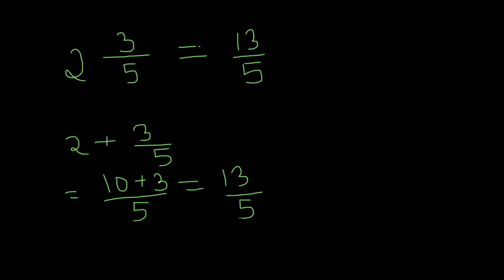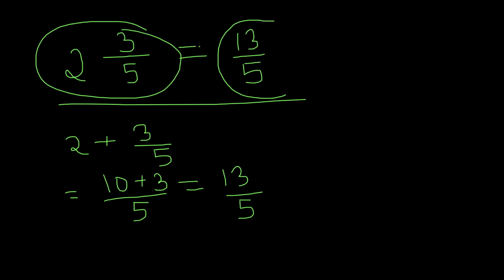So an easier way to do is this. Just multiply 5 into 2, 10. 10 plus 3, 13. And this will be 13 upon 5. So what have we done here? We have converted a mixed fraction into an improper fraction. Why is this an improper fraction? Because numerator is greater than the denominator.